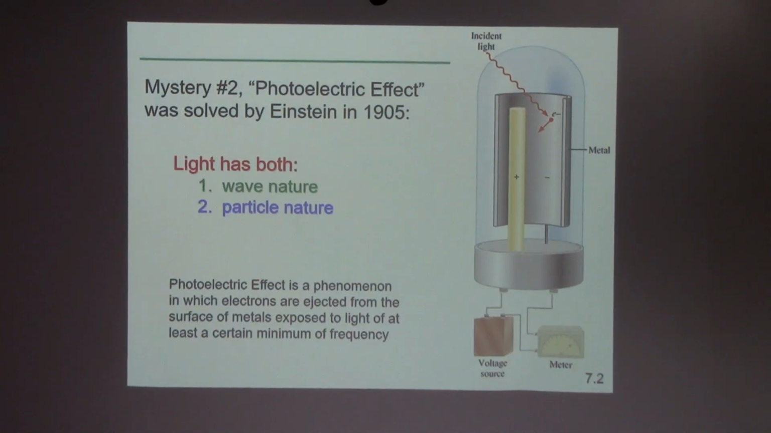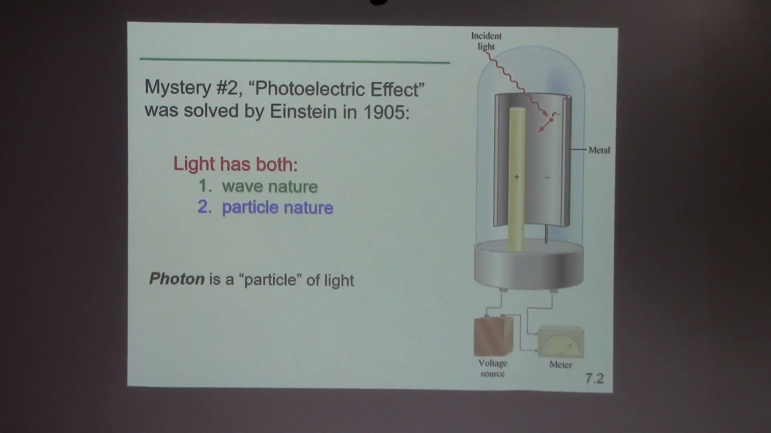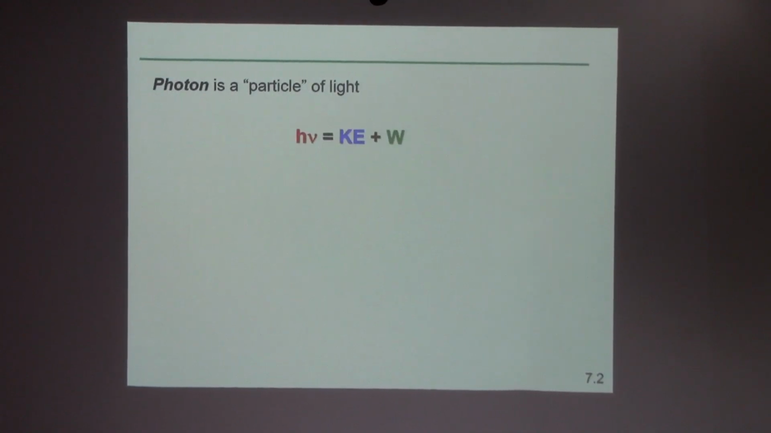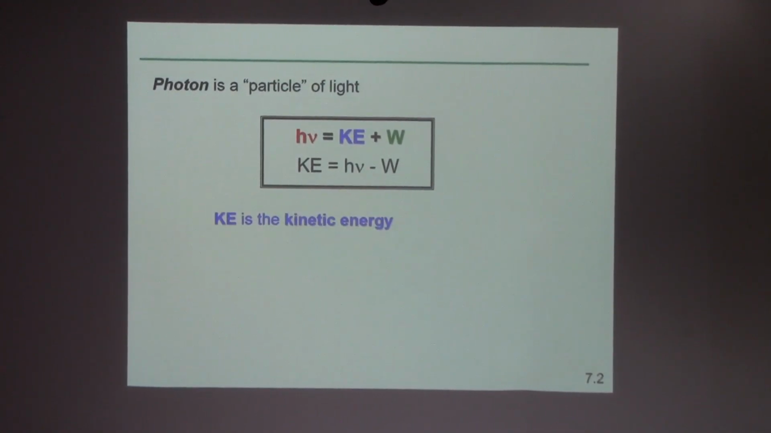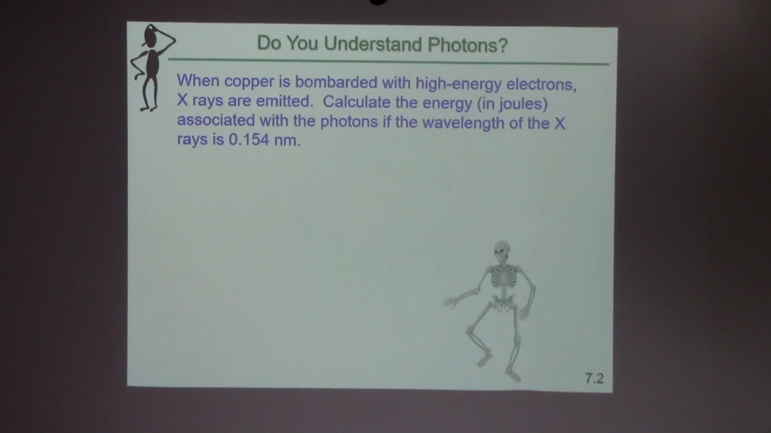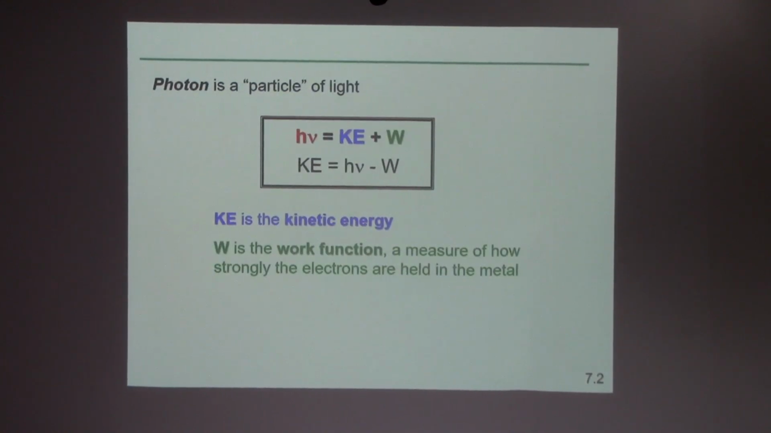The photoelectric effect study gave rise to the equation h nu equals KE plus W, where KE is the kinetic energy and W is the work function, a measure of how strongly the electrons are held in the metal. W is also known as binding energy.